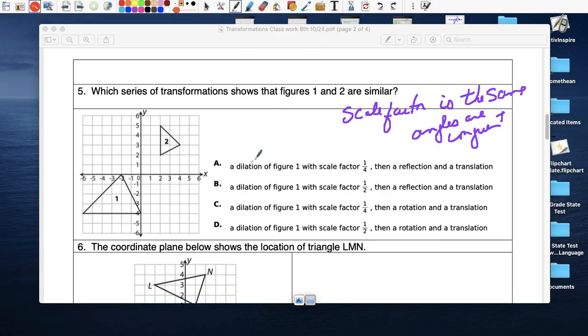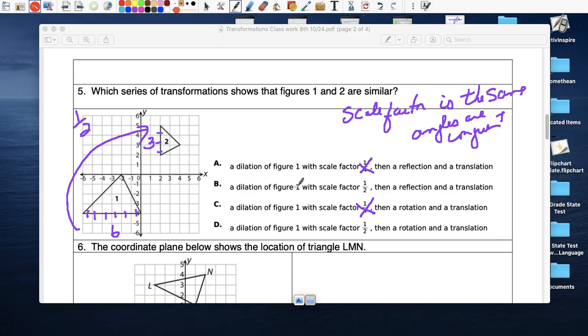So if there's a dilation of the figure with a scale factor of 4, let's see what the dilation was. 1, 2, 3, 4, 5, 6. So this is 6, and this is now 1, 2, 3. If it went from here to here, the scale factor of dilation was a half, because it went from 6 to 3. So obviously 4 is wrong and 1/4 is wrong. It got cut by half.